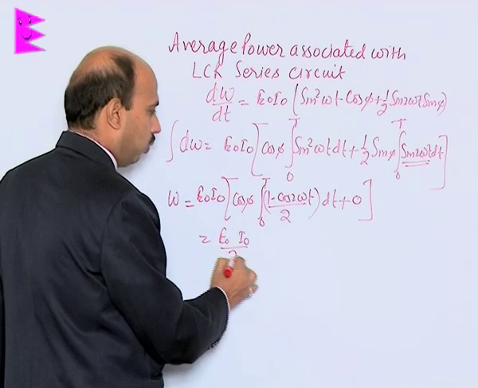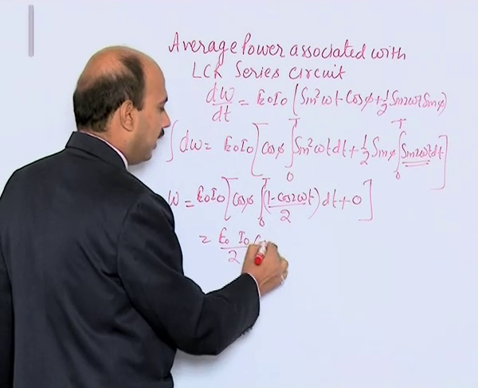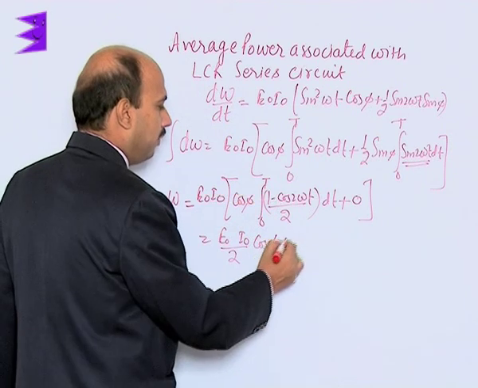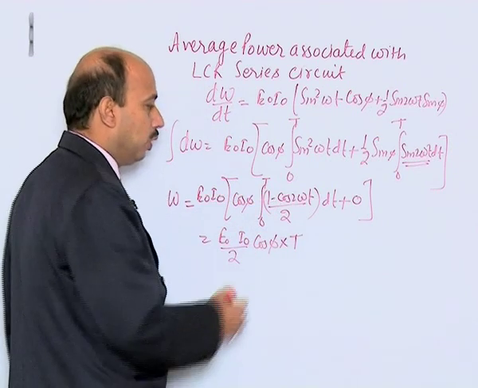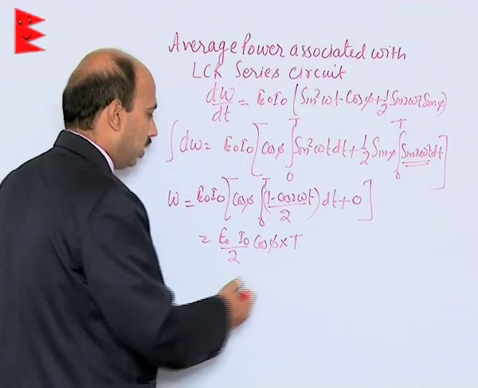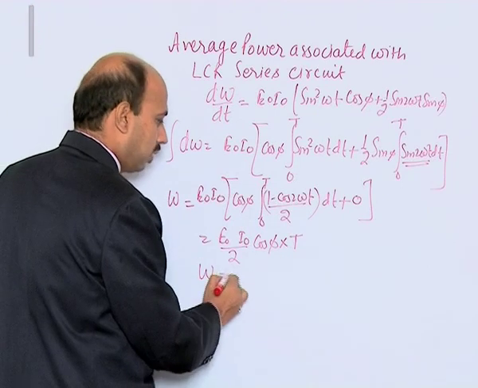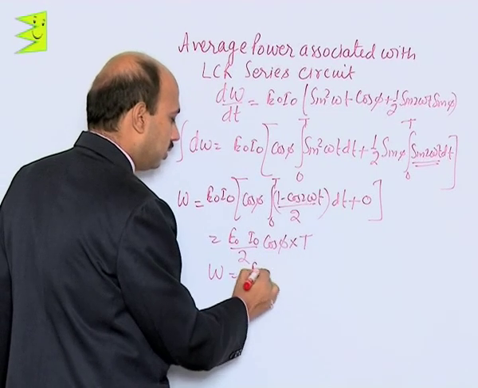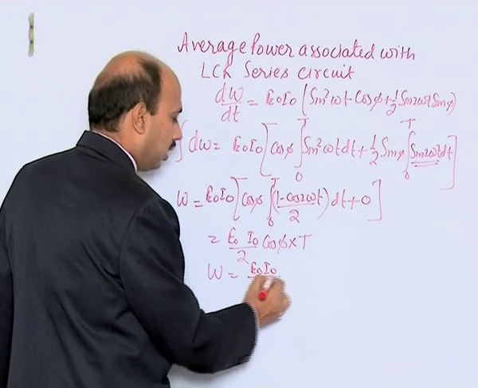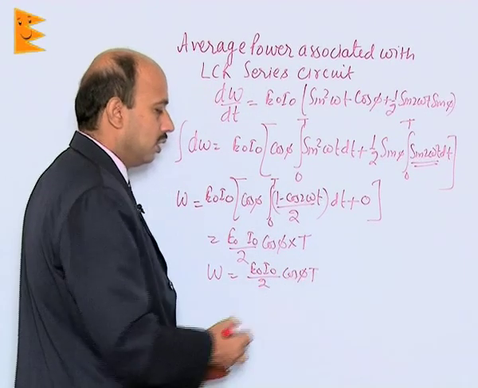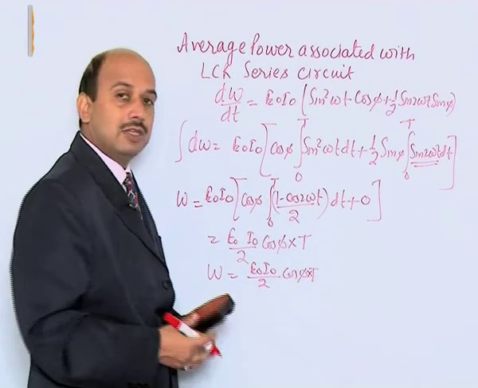So E₀I₀ by 2, and cos φ is also outside. Integration of this will be only t, because again the average value of cos 2ωt is 0. So we will get W = E₀I₀/2 cos φ into T. So we can calculate the average power.